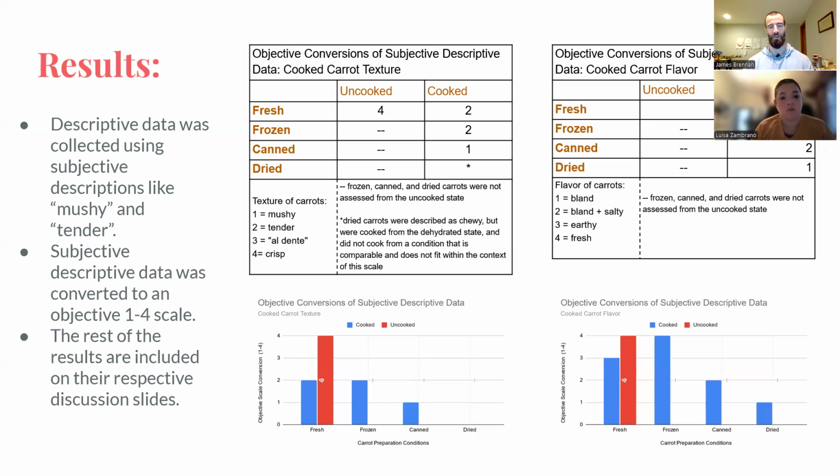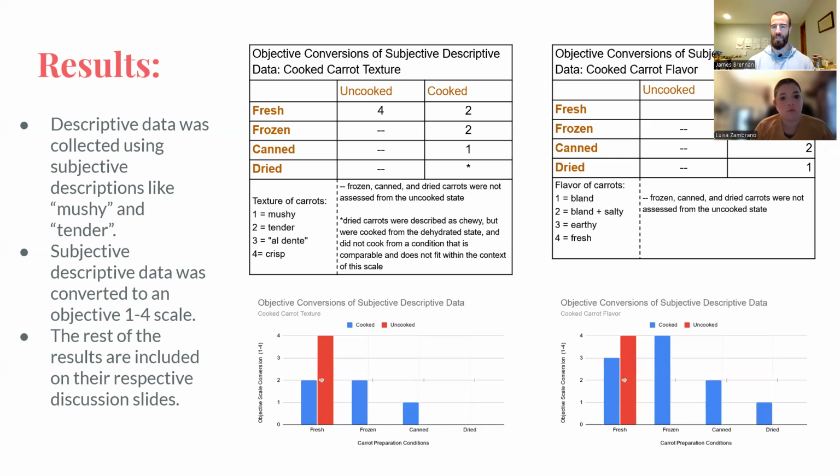And I think when you get to that area, you're dealing with an unfavorable characteristic. Dried was described as chewy, which I felt was kind of on a different scale because it was cooking from a different state. It was a dehydrated state. It was not a state that was similar to which the other ones were. So it was on a scale that I felt was different from the crisp to mushy scale.